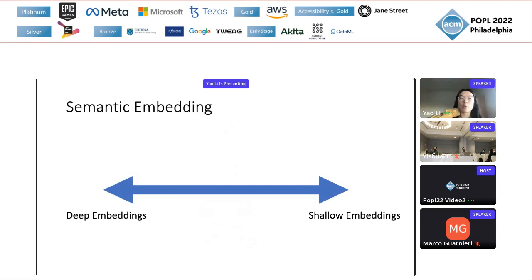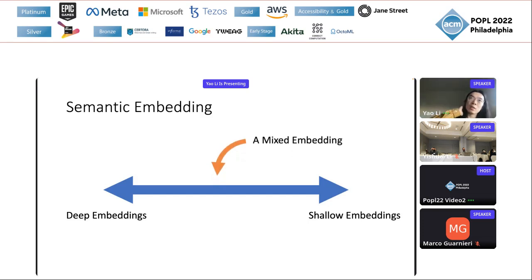So the common ways of doing semantic embedding, there are many different ways. And there's a spectrum of different styles of embeddings. On one side of the spectrum is deep embeddings, where we treat the syntax abstractly and up to interpretation. And on the other side of the spectrum is shallow embeddings, where we just translate a program, for example, to just the terms in calculus.